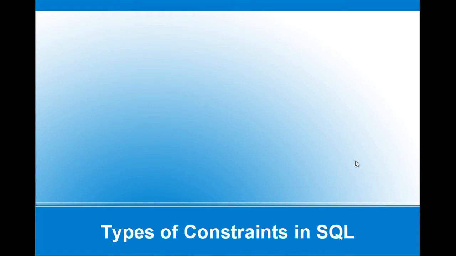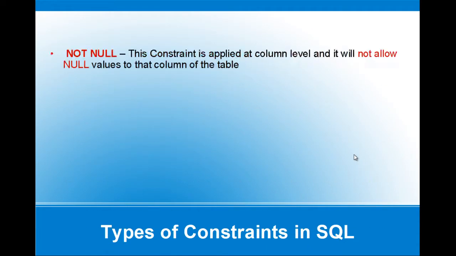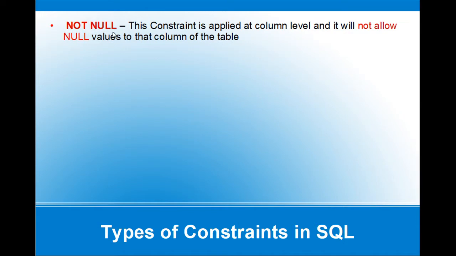The types of constraints in SQL are, the first one is the NOT NULL constraint. This constraint is applied to a column. Once you define a column as NOT NULL, it will not allow any null values in that particular column. Even if you try to insert a null value, it will say that you cannot insert a null value into this column. So NOT NULL helps you reject any null values entering that column of the table.